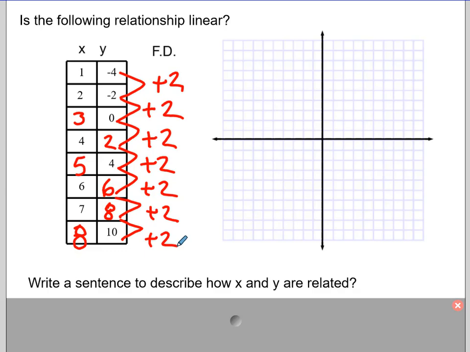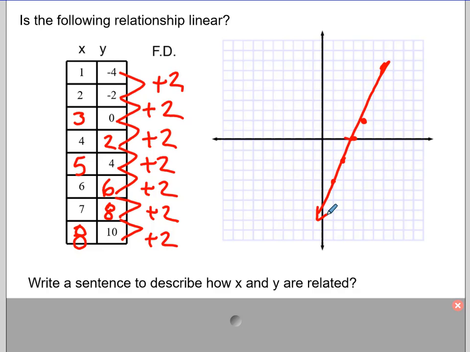Now because these are all constant, you should be able to tell me right away that this is a linear relationship, and if I plot a couple of values really quickly, there's a 1, -4, a 2, -2, a 3, 0, and a 4, 2. I can see those guys are going in the same direction.